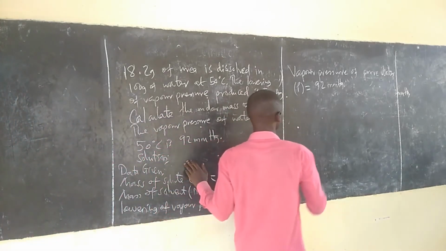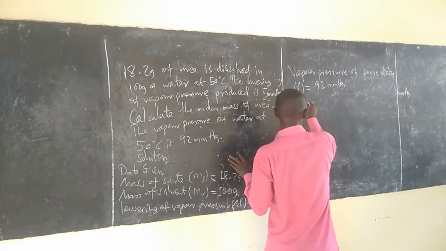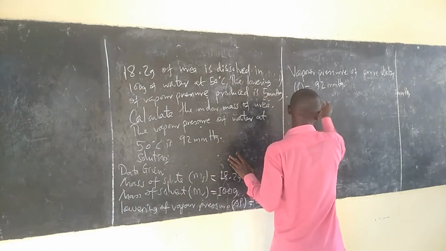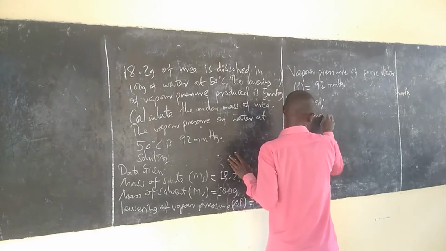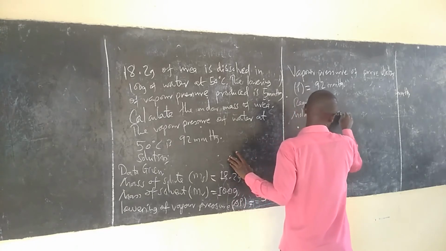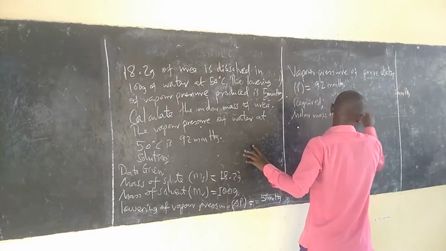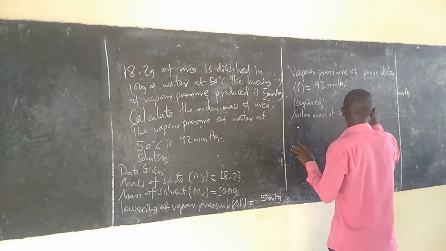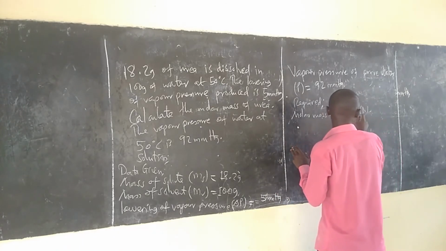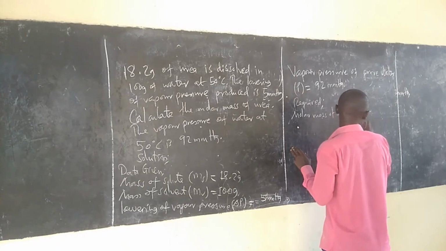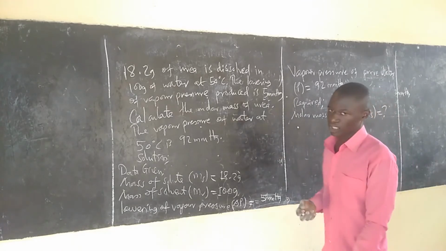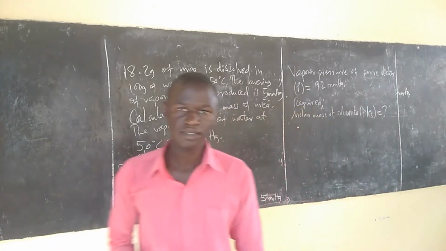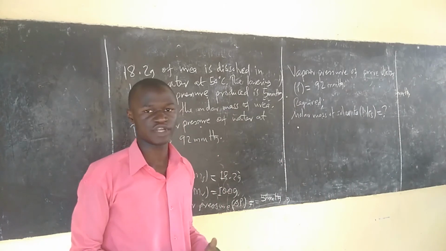So from here, required: molar mass of solute, MRS. So this question is different from the second one, because here we are not told the solution is very dilute.